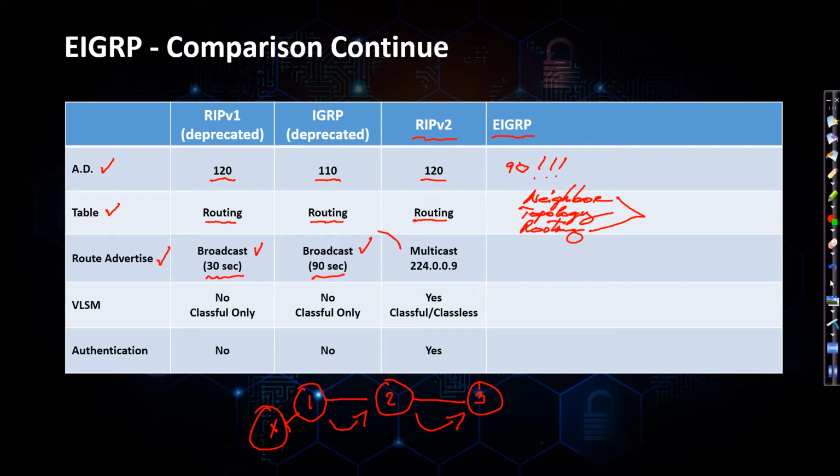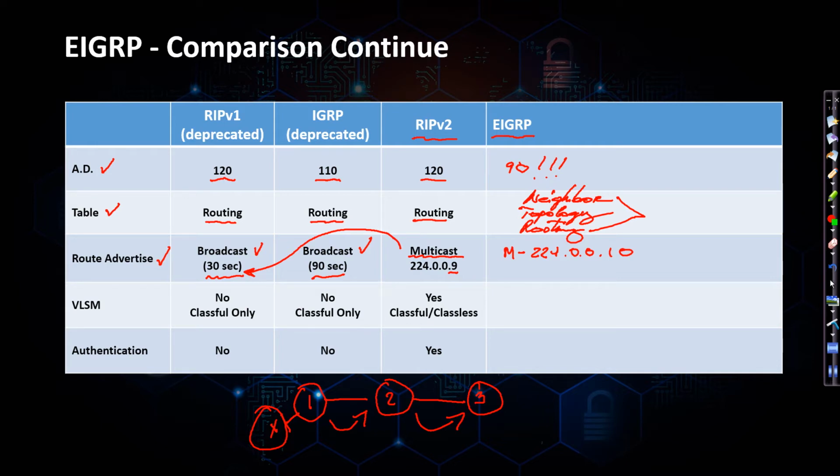RIP version 2 still inherits that constant update every 30 seconds, but it does it a little bit better by the use of multicast. Multicast allows neighbors to choose whether they want to receive that information or not, whereas with broadcast they don't have a choice. RIP version 2 multicasts at 224.0.0.9, where EIGRP will multicast also at 224.0.0.10. The difference between EIGRP and these routing protocols is that EIGRP only sends updates when there is an actual change in the network or topology, and that is called triggered updates.